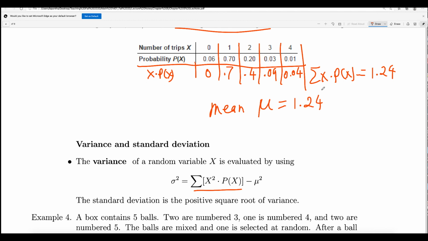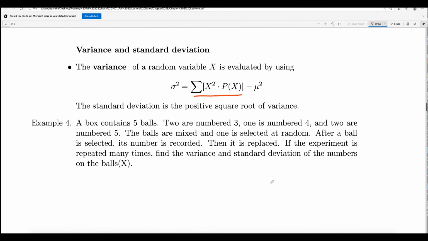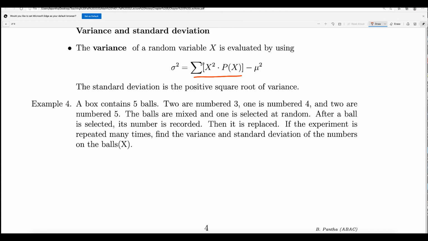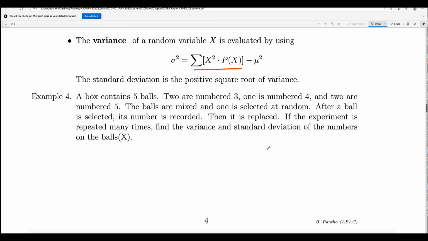So we will need one more row and then we need to find out that sum, and then subtract the square of the mean from that. Okay, let us do example number 4 to find out the variance. Again, to find out the variance, you need to find out the mean as well. Okay, so let us do example number 4.